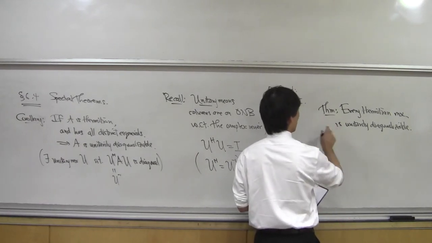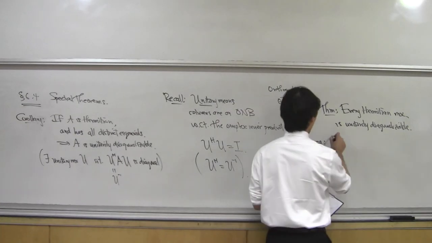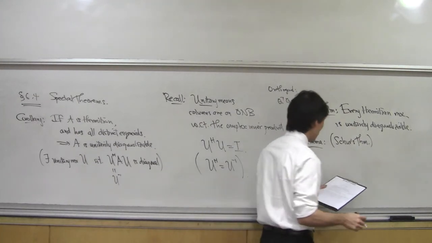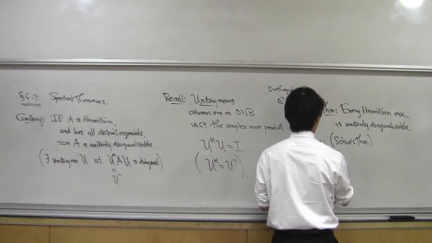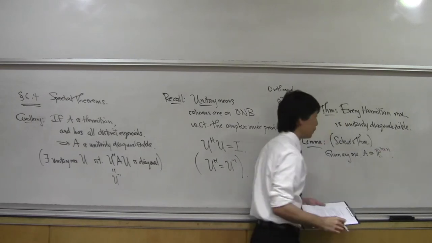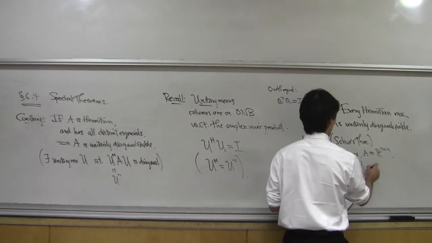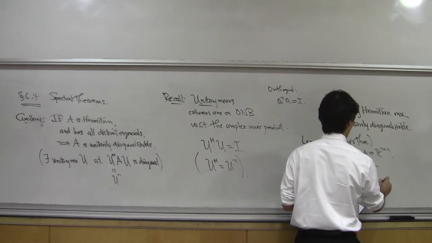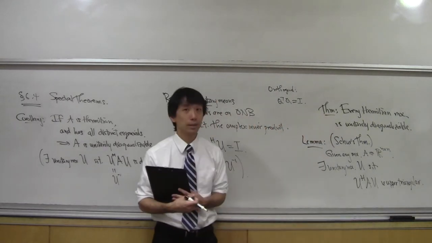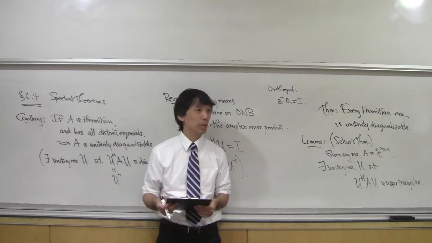We're not going to prove this right now. We're going to need a lemma to get to it. The lemma has a name. It's called Schur's theorem. And it says the following: given any matrix A, there exists a unitary matrix U such that U^H A U is upper triangular. Given any matrix, there's a unitary matrix for which U^H A U is upper triangular.